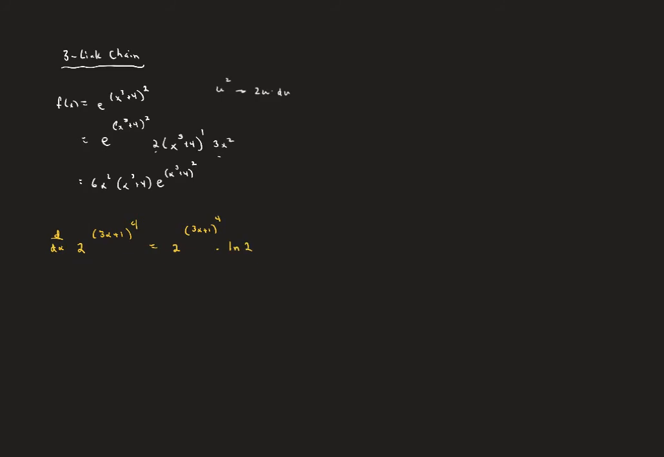Now we're to the exponent part, the du, but that's a u to the 4th, so that's going to be a 4 times (3x + 1)^3. And now finally we're to the derivative of the innermost one, the 3x + 1, and that's going to be a 3. A little bit of cleanup. 3 times 4 is going to be 12. That's going to be (3x + 1)^3 times 2 to the (3x + 1)^4, and then tack on that natural log 2 at the end.